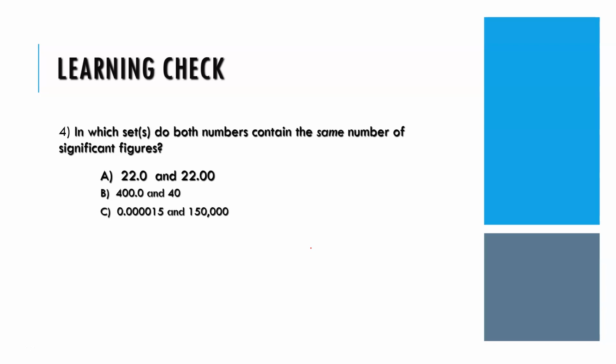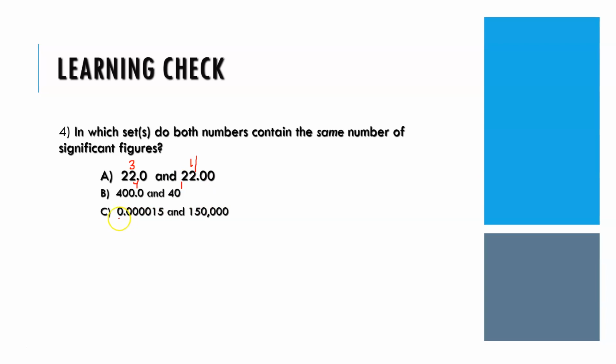In which sets do both numbers contain the same number of significant figures? So in A, since we have decimals in both of them, those zeros count. So this is 3 and 4. We know those aren't the same number, so that's not what we're looking for. In B, we have a decimal again, so all those zeros count. So that means that's a 4, but this one has no decimal, that 0 doesn't count, so that's a 1. We know those aren't the same.